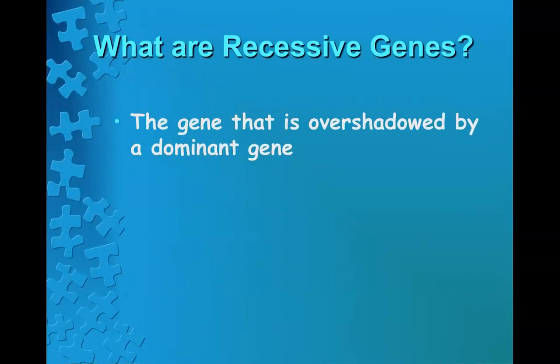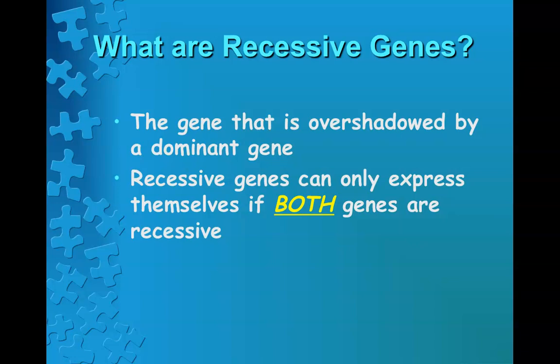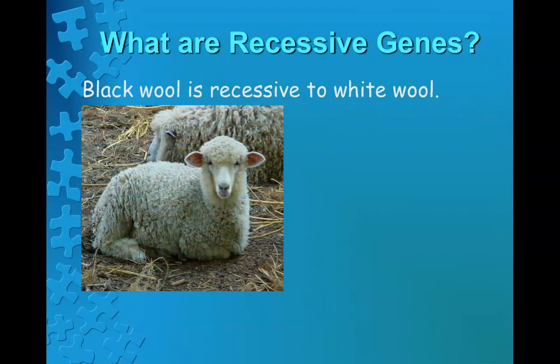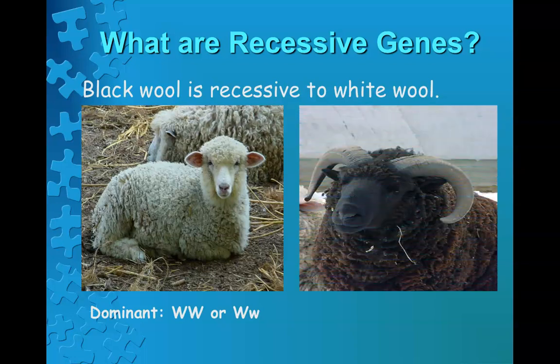The recessive gene is the one that gets overshadowed. As a result, you need to have an organism have both lowercase letters or both recessive alleles in order to be showing the recessive trait. Okay, so example, black wool is recessive to white. All right, so a white sheep can either be homozygous dominant, so two capital W's, or can be heterozygous. But that black sheep, always recessive.